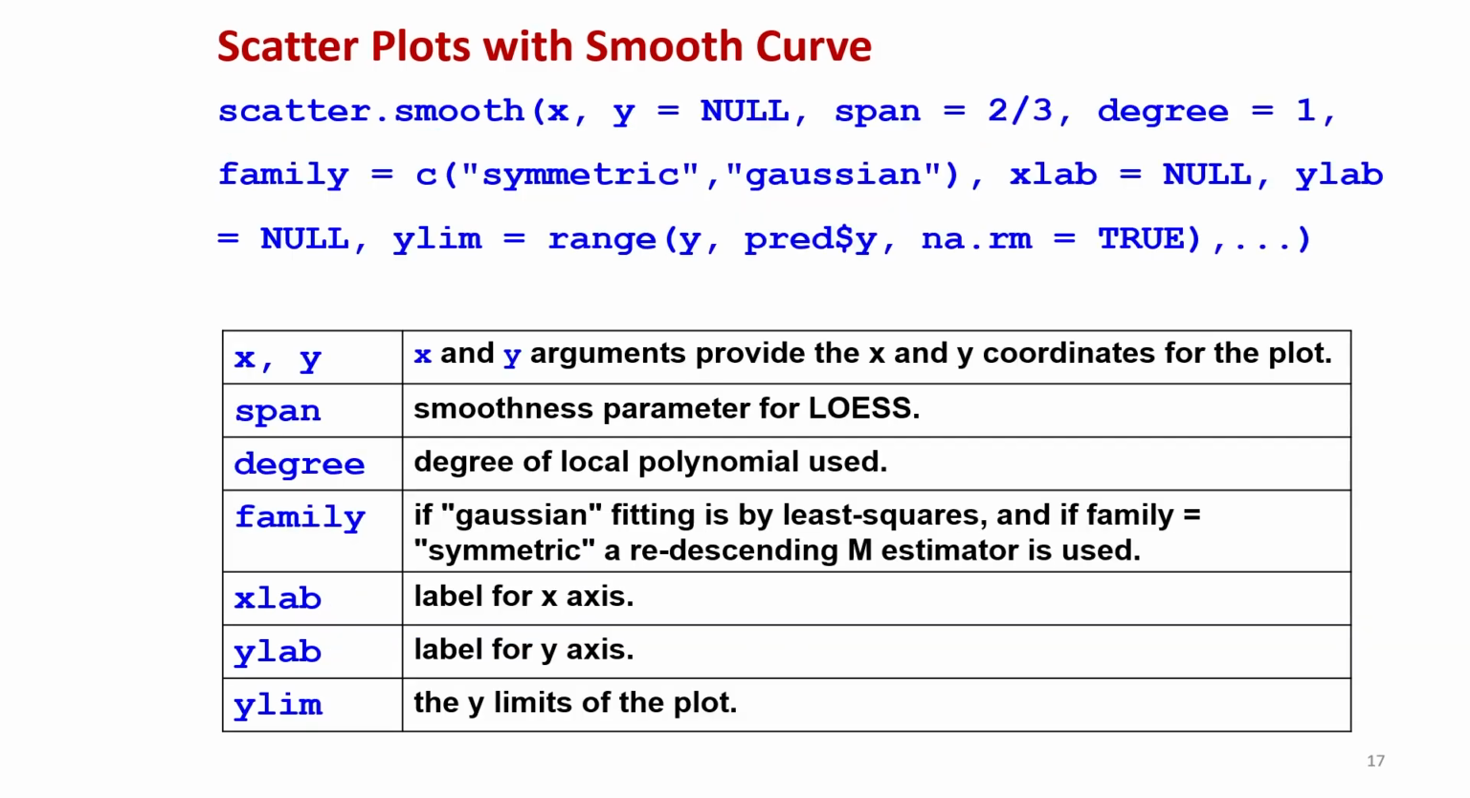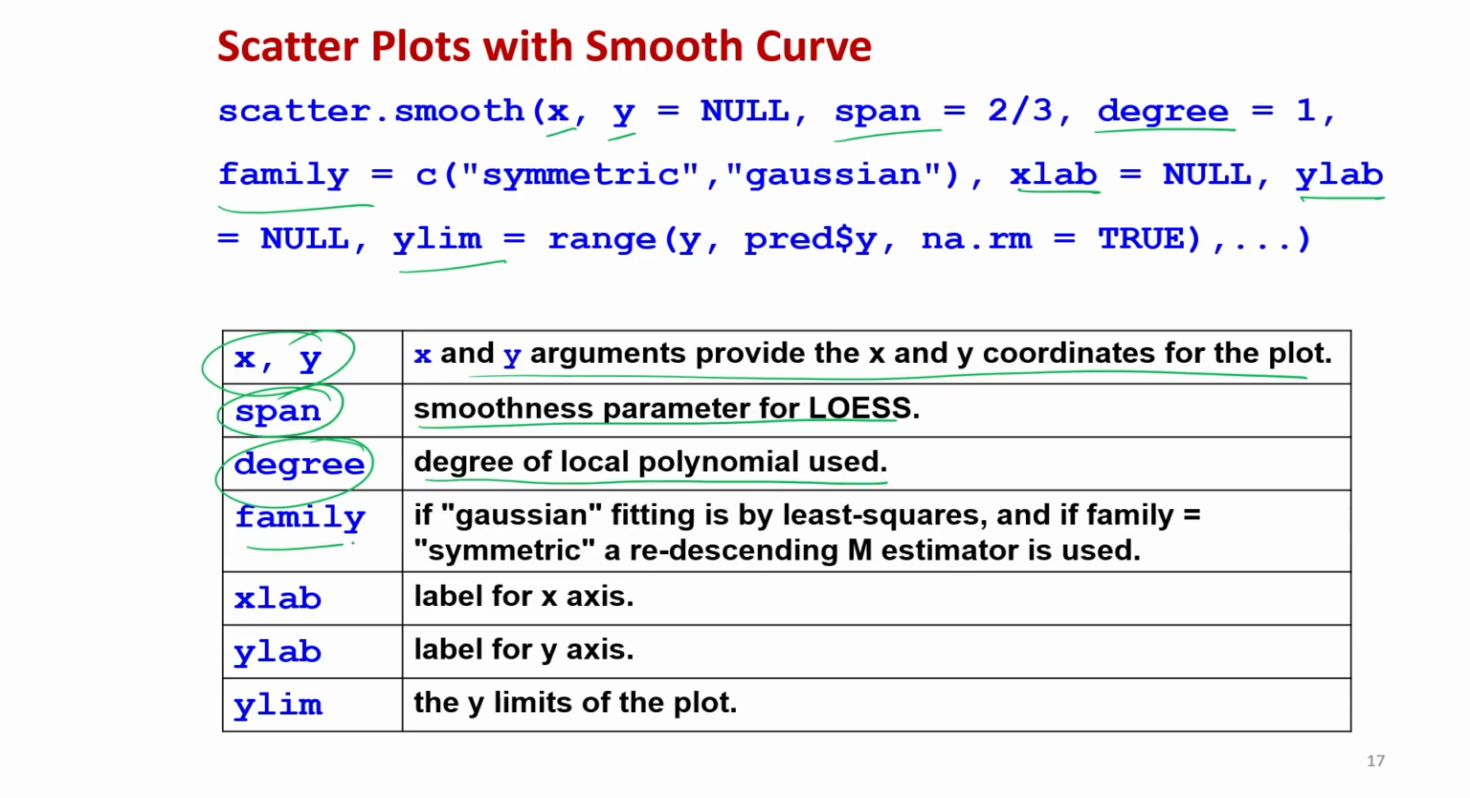For example, there are different options, say scatter dot smooth with here x and y. These are the two sets of data. Then span, degree, family, x lab, y lab, y lim, x lim, and so on. So x and y here are the arguments which provide the data. Span is the parameter which controls the smoothness of this LOWESS. Degree is the parameter controlling the degree of local polynomial used.